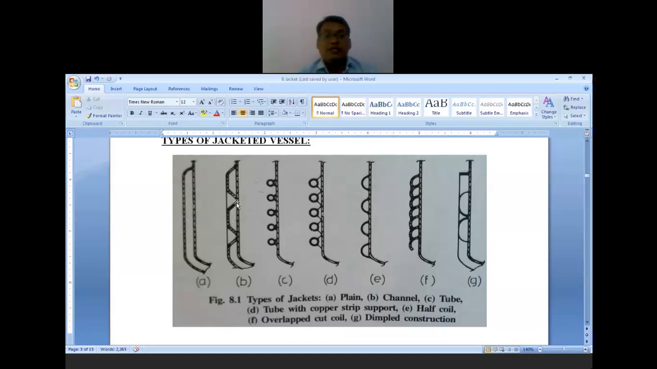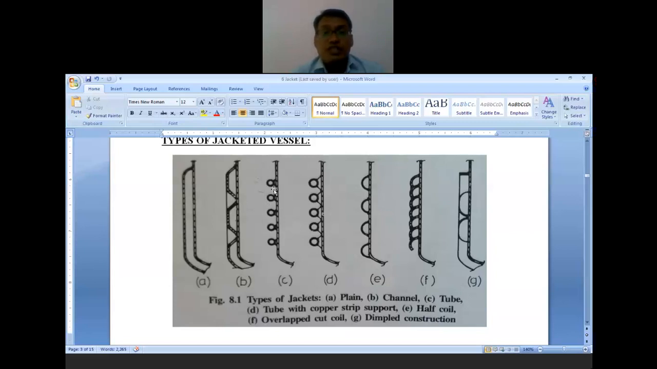Then second, it's a channel. That means a certain intermittent separation is provided to form a channel. The channel can be continuous or intermittent, and channels can have different inlets and outlets, as we have seen in the upper figure.